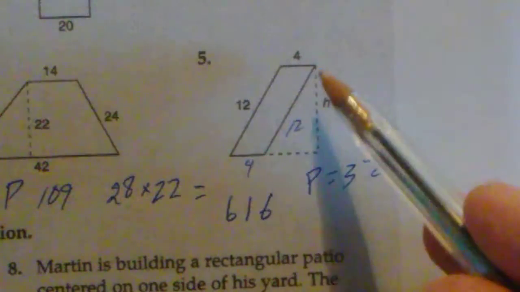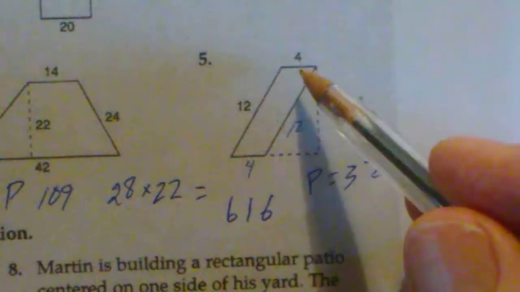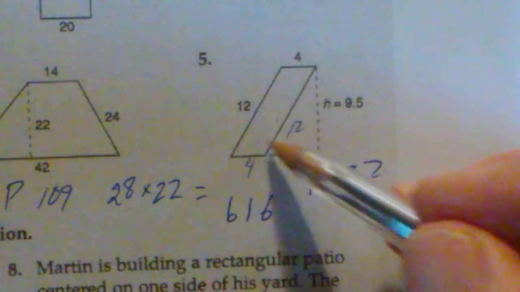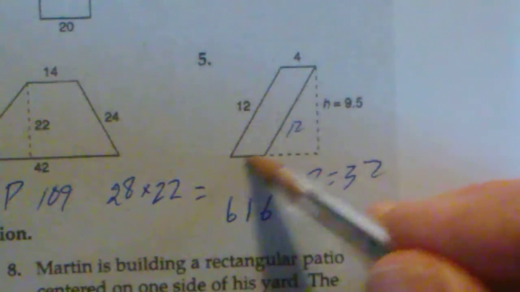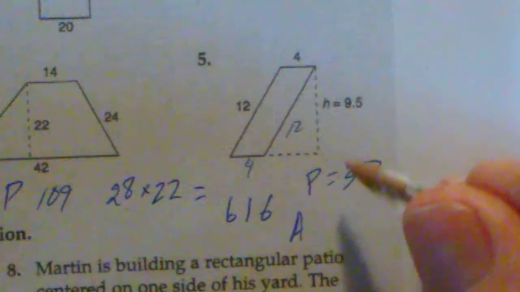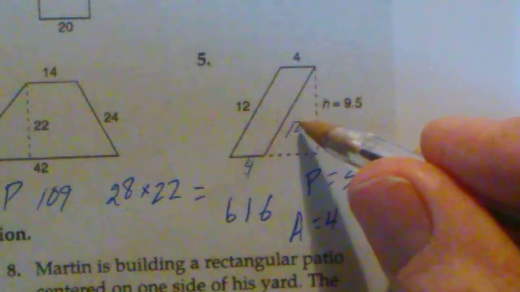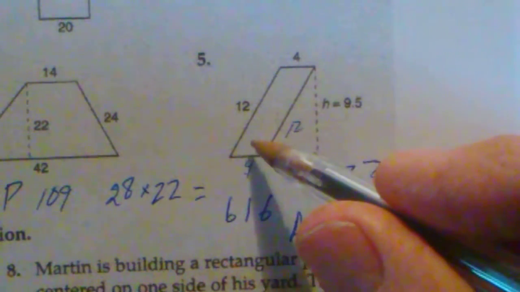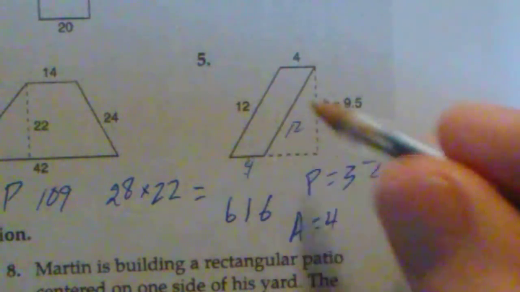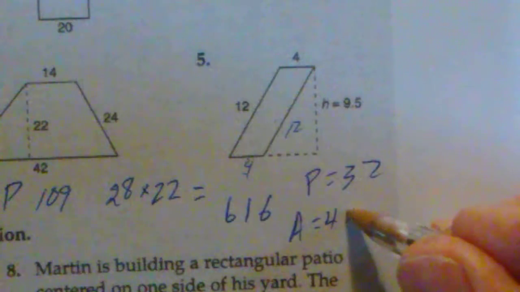Now, this one's a parallelogram, so they have the same base. You don't have to take the average, okay? Now, they gave us this height, so I have to use this base. If they had given us this height, then I would use this base. But they put the height here, so I have to use the base 4. The area is the base times the height. 4 times 9.5. Make sure you don't do 4 times 12. That would give you the area of a rectangle, and that's not the same thing. Anyway, you do 4 times 9.5.